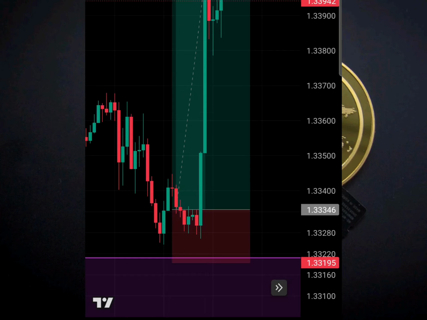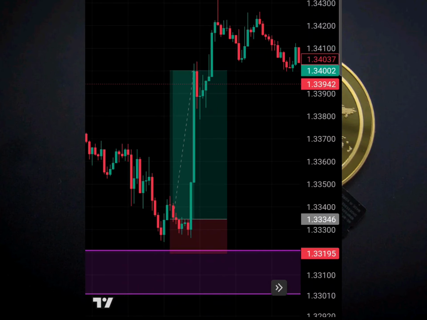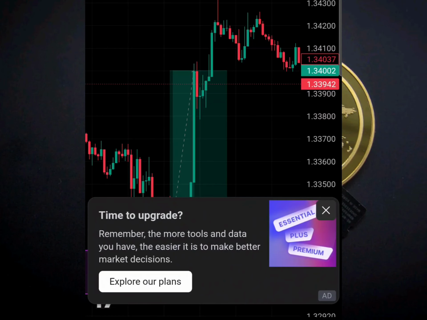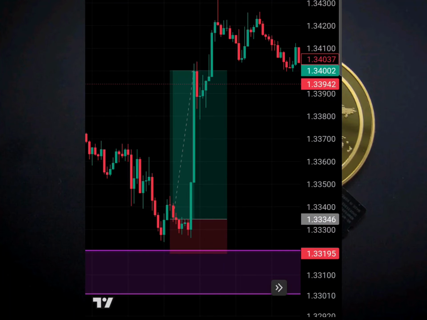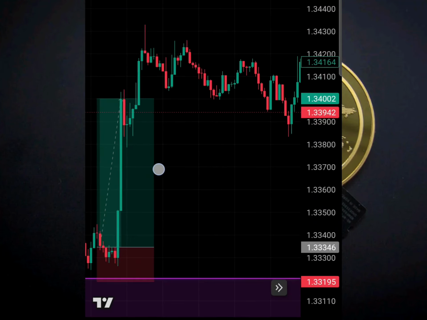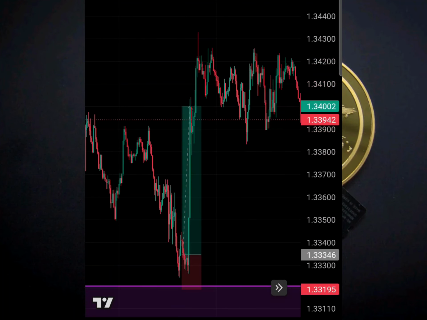You can see this one, after this particular bullish engulfing candle formed, the market just spiked up to the upside. All right, so these are the candles you need to memorize: bullish engulfing candle, bearish engulfing candle, bullish rejection candle, bearish rejection candle. Make sure you memorize these candles. You can see it's very, very important, guys.